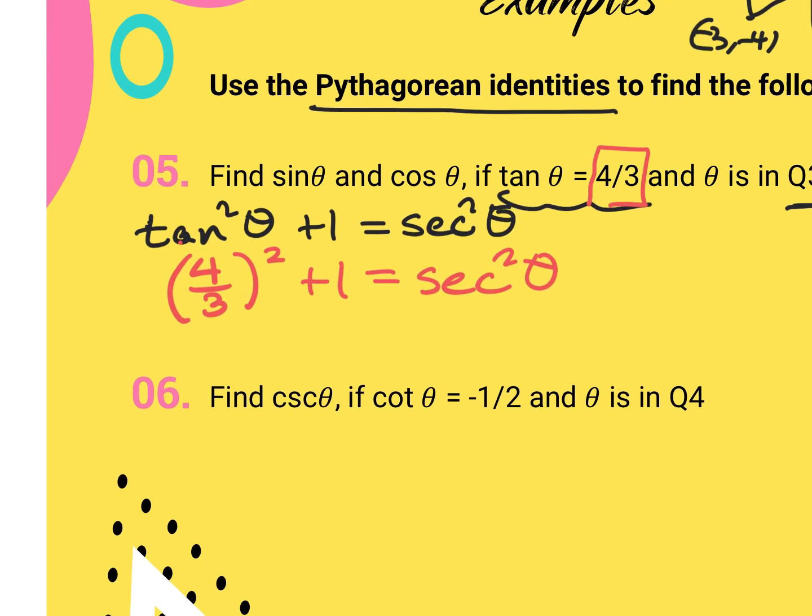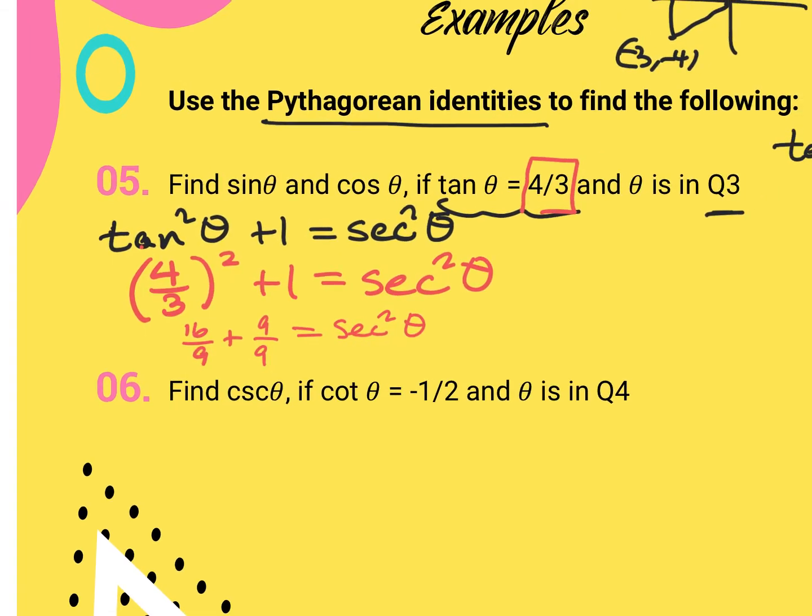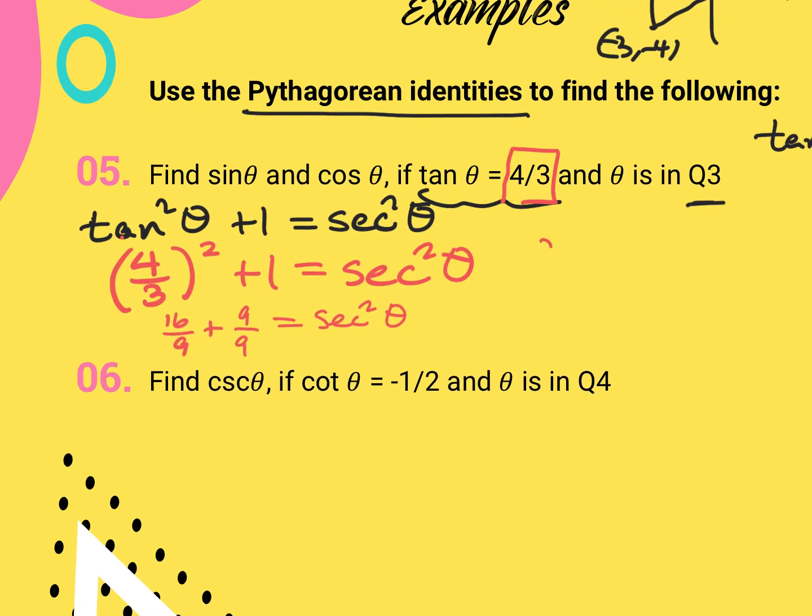So 4/3 squared turns into 16/9. I'm going to be adding fractions here. So I'm going to change my whole number 1 into 9/9. And this is equal to secant squared theta still. I'm going to add those fractions. Once I add the fractions, I get 25/9 equals secant squared theta.